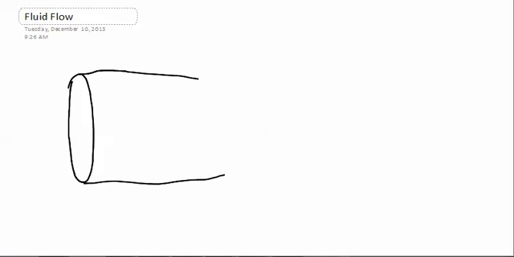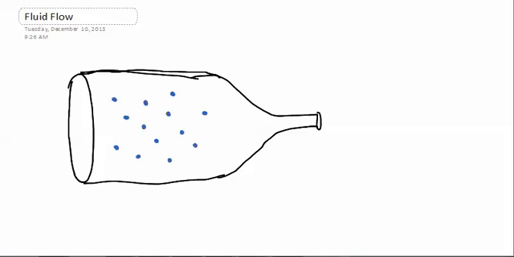Okay, so let's look at a case where maybe we have a syringe or something where there is a container, a cylinder maybe, and it narrows to a much smaller cross-sectional area. So there's my horrible drawing, but maybe this is some sort of syringe or something of that nature, and it's full of fluid. So here is my fluid. Here we go. We've got a fluid in there.